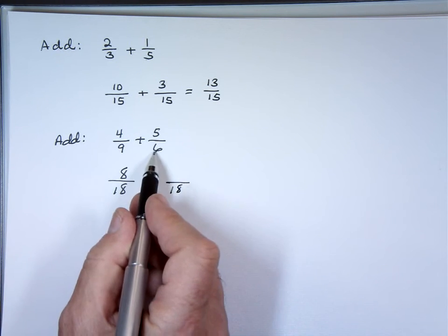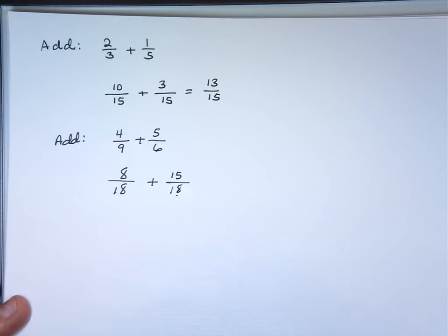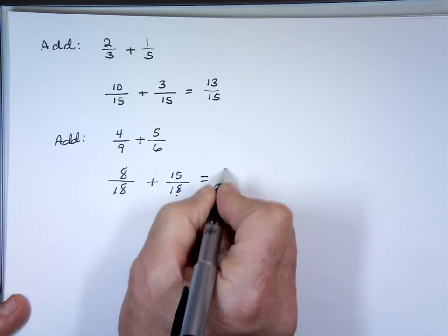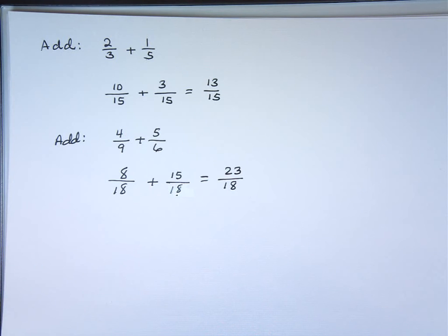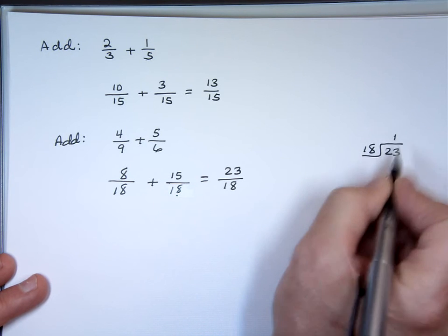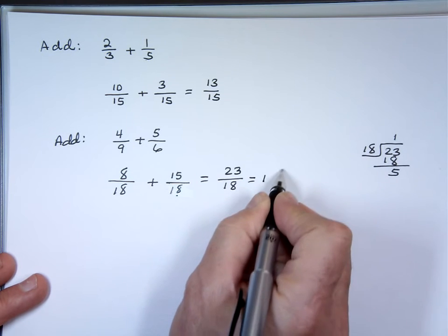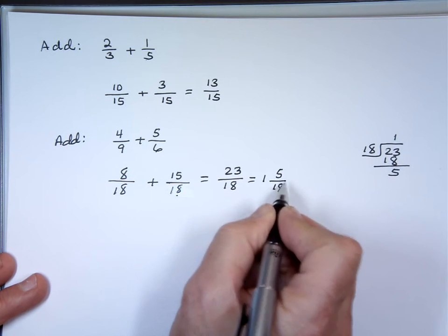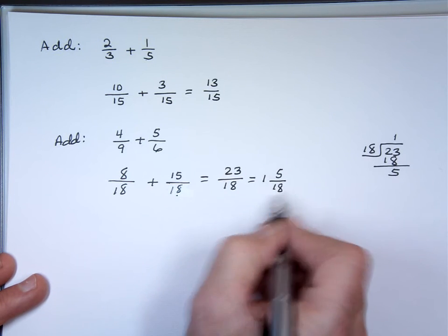You multiply the 6 by 3 to make it 18. What's 5 times 3? 15. Now 8 plus 15 is what? 23 over 18. If they say leave it as a simplified fraction, this is it. But if they want a mixed number, then you go 23 divided by 18, which is what? 1. 1 times 18 is 18. Remainder is 5. So it's 1 and 5 over 18. This is the simplified fraction, and this is the mixed number.